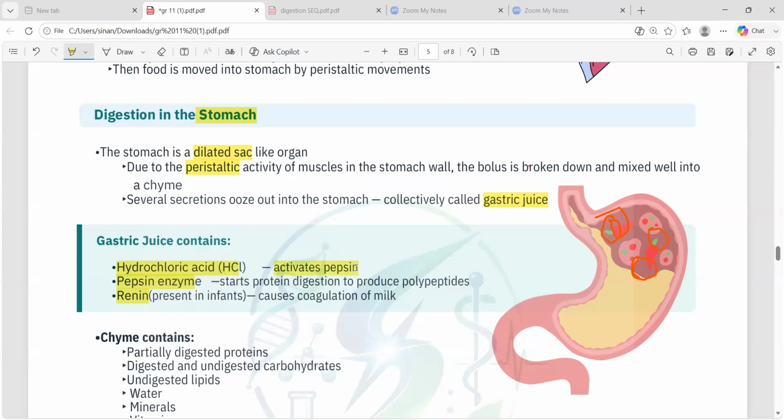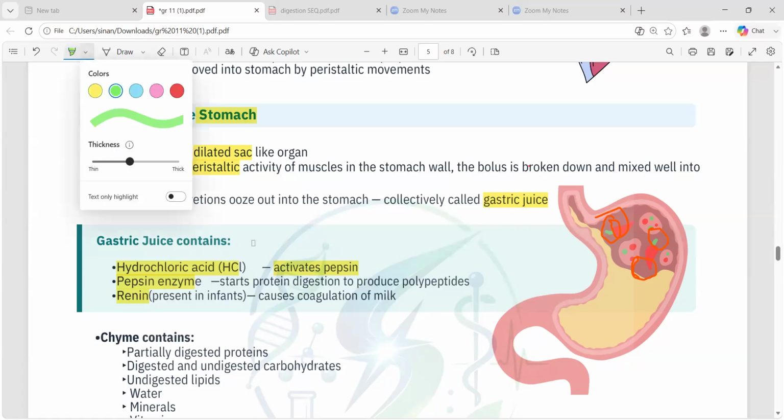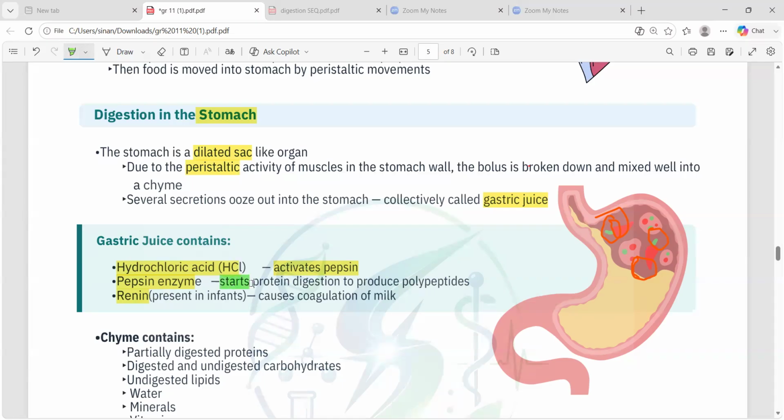And then what happens to the pepsin? Pepsin now becomes active. After pepsin has become active, it starts the protein digestion. So see here, the protein digestion mainly starts at the stomach. The carbohydrate digestion starts at the mouth, and now the protein digestion is getting started at the stomach.